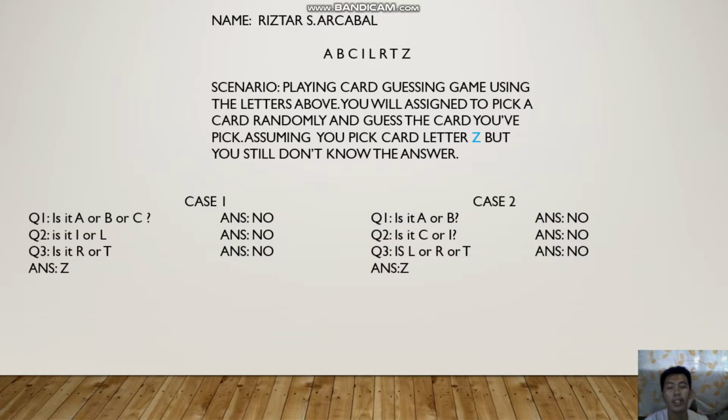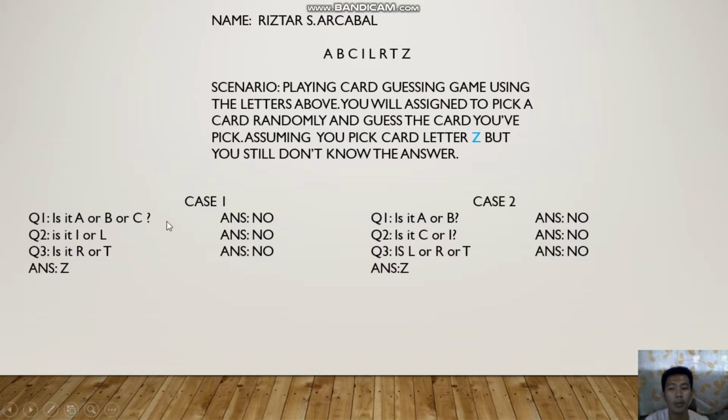So we have here our scenario. Playing card guessing game using the letters above. You will pick a card randomly and guess the card you've picked. Assuming you pick card letter Z but you still don't know the answer, we have two scenarios. You will ask, is it A or B or C?